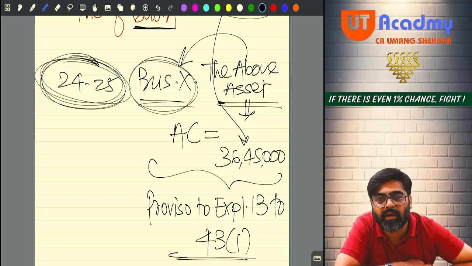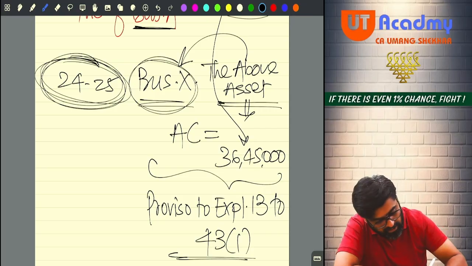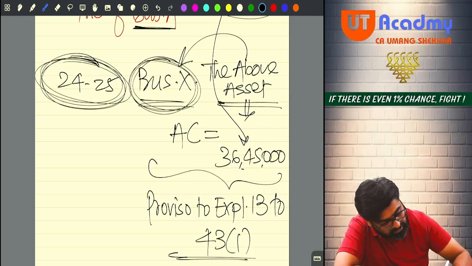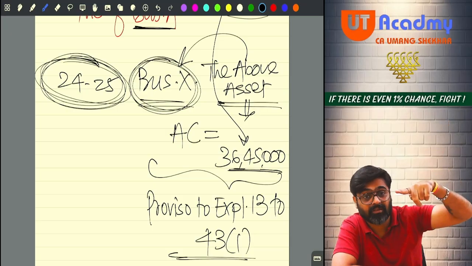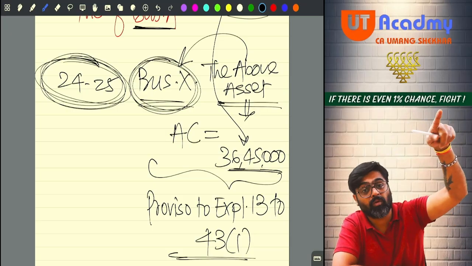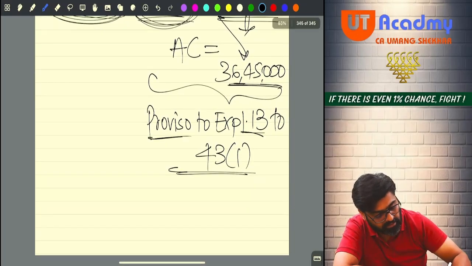Getting my point, everyone? Understanding? So in your business X, that same amount which was considered under specified business as deemed PGBP income, that same amount will now be taken as actual cost over here. This is written in proviso to explanation 13.